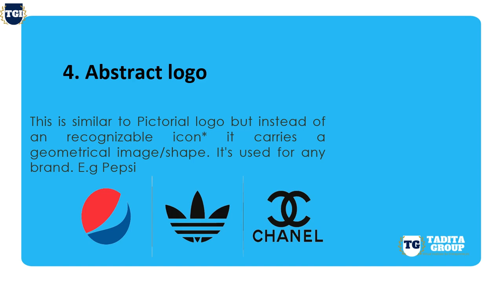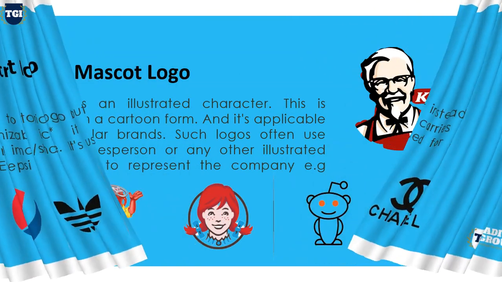For example, you see Pepsi, you cannot draw out the P from it, or Adidas, you cannot draw out the A from it, but at least the logo looks great and significant. So these are examples of abstract logos.